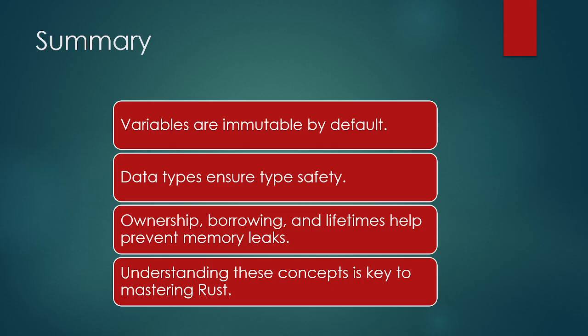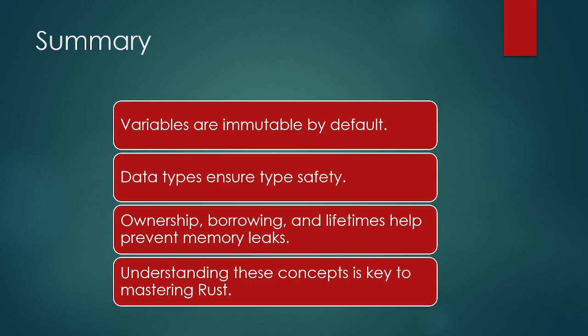I will be rewinding everything. This is the summary of what we have learned. We learned that variables are immutable by default. We have to remember this: whenever we declare any variable, it will always be immutable unless we explicitly define it as mutable.